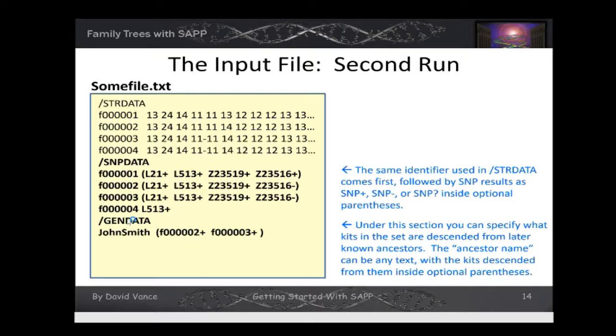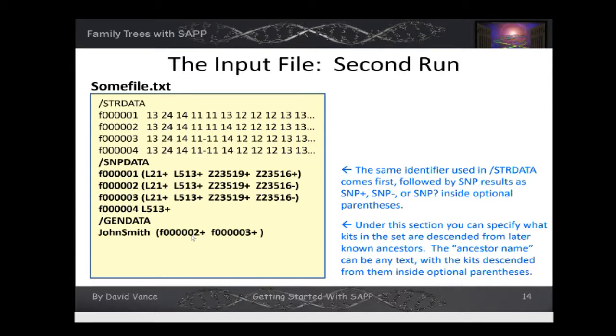In the genealogy data, I've said that kits 2 and 3 are descendants of John Smith. That does imply, as we said, for genealogy data, that kits 1 and 4 are not descended from John Smith, that only 2 and 3 are a common descendant from that particular ancestor. That's how I've defined it here. I can put a question mark if I don't know, and we'll talk about that in a minute.